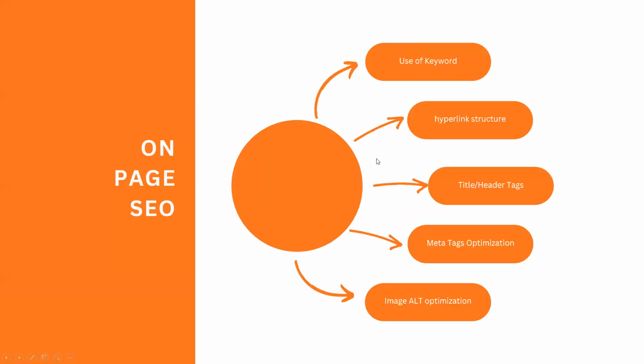Now let's go to on-page SEO. On-page SEO is using keywords at your backend. You're going to have hyperlinks, and then the title and header tags have to include your keyword. Do you remember what I said keywords are? Do you remember?